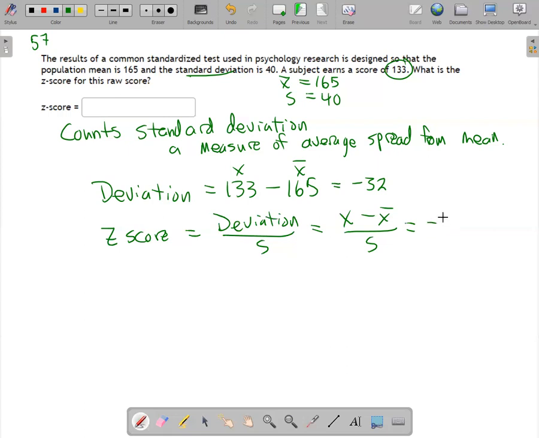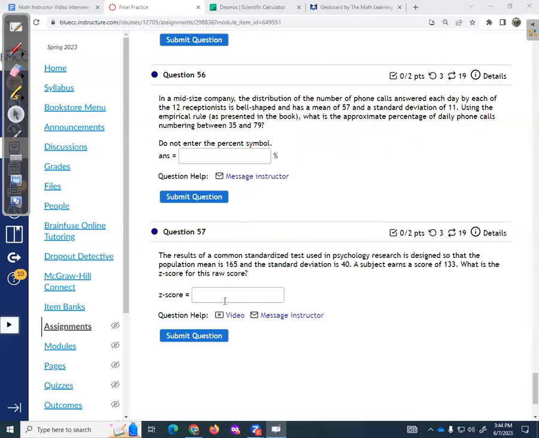So in this case, we want to know what is 32 divided by 40, and it's a negative indicating below average. So negative z-scores are below average, positive or above. So that's one possible answer for this. Question is, does this problem want a decimal or a fraction? And it says enter a decimal.